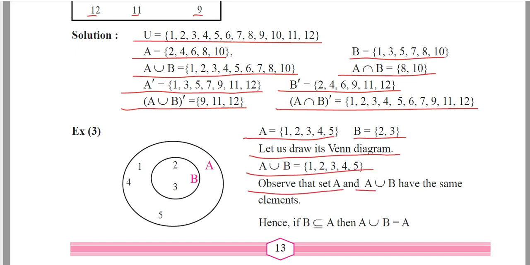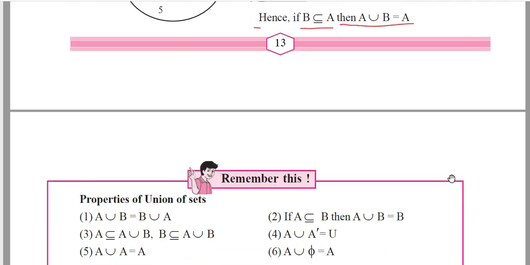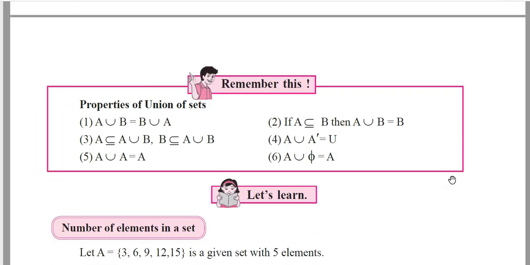तो देखील दाखवलेला आहे. A subset B, then draw the Venn diagram. It's clear that B हा पूर्णपणे A मध्ये आहे म्हणून तो आतल्या सर्कल मध्ये दाखवलेला आहे.